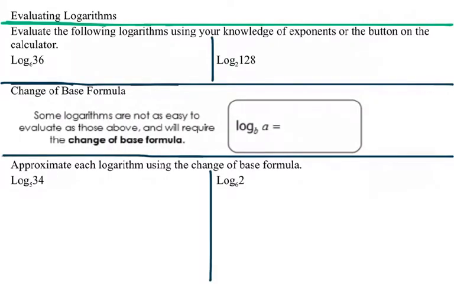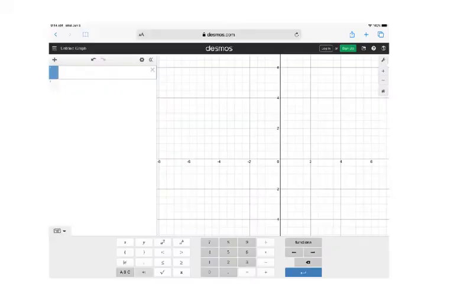We also talked about evaluating logs. So once again, there's that word evaluate, which means calculate, which just means that when you get done, your answer should be a number, not an expression. So we're actually just going to do this on our calculator. And we're just going to do this on the Desmos calculator because that's something everybody should have access to. So go to desmos.com/calculator. All right.